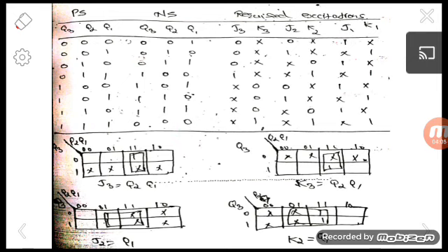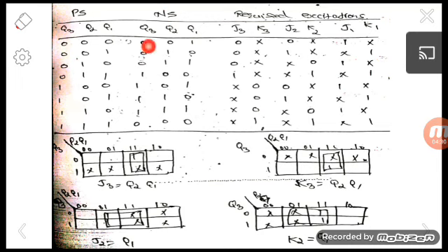After that we have to write the required excitations here. The required excitations are based on the corresponding present and next state Q outputs. So for designing J3 and K3, we have to look at Q3 in the present state and also Q3 in the next state. So this first column and this fourth column, this and this.